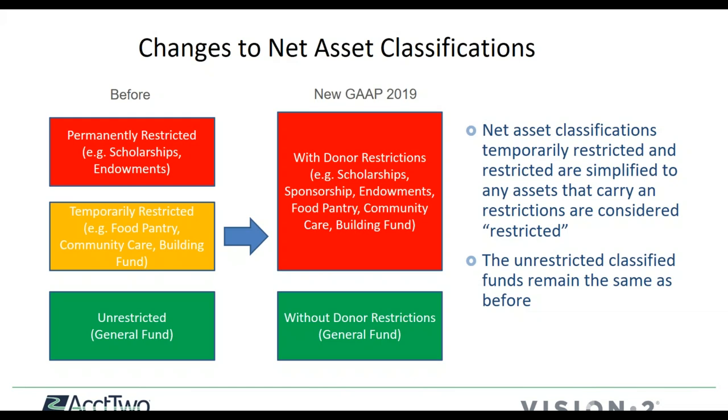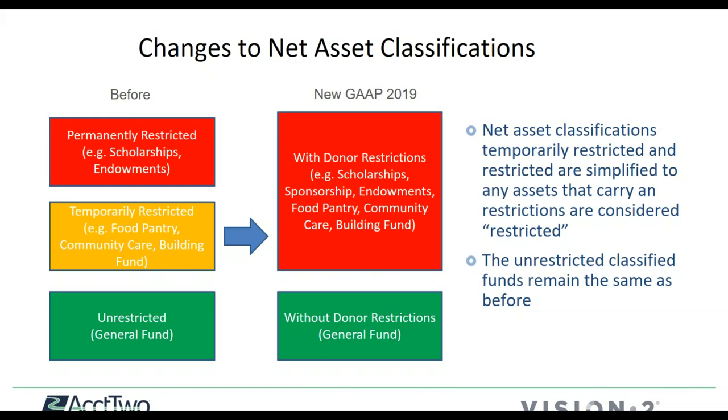So we're going to end up with a big bucket that is literally just all restricted, and it doesn't matter when it actually releases or if it ever releases, it's all considered restricted. From a GAAP perspective, they're saying if the donor's or giver's intent was really for a specific fund, a specific campus, or a specific use, then it doesn't matter whether we say that's temporarily restricted or restricted.